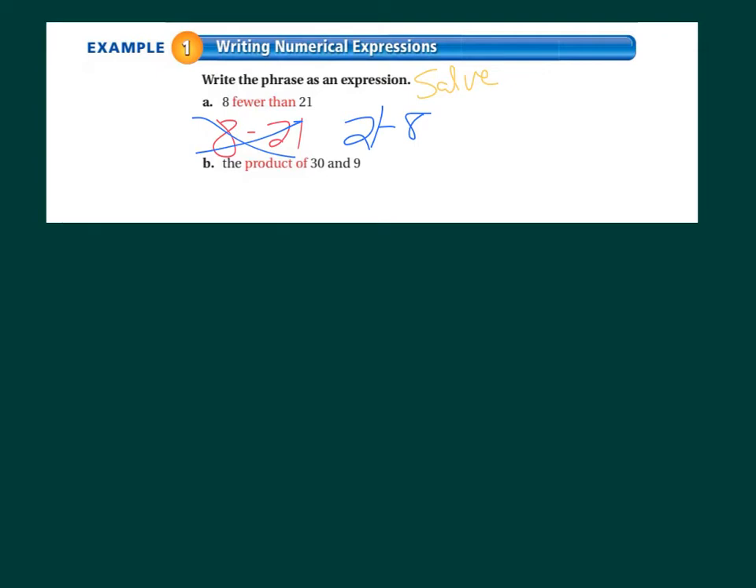The next one, product, is a pretty simple one. The product of 30 and 9, we don't care what order it is. We can say either 30 times 9 or 9 times 30. Both of those will be 100% correct. So again, make sure you understand these key phrases, and we'll go ahead and move on to the next example.